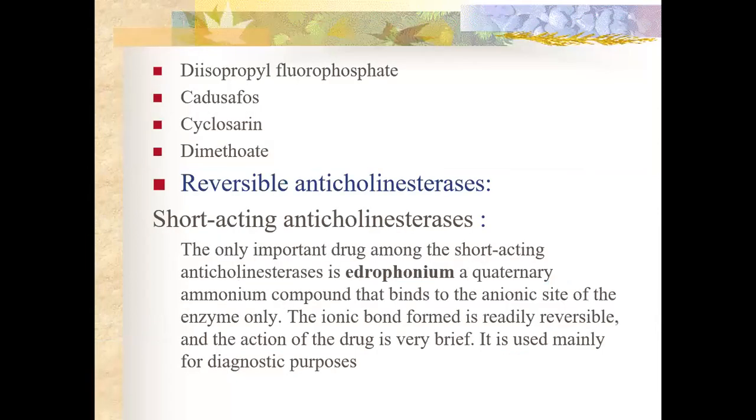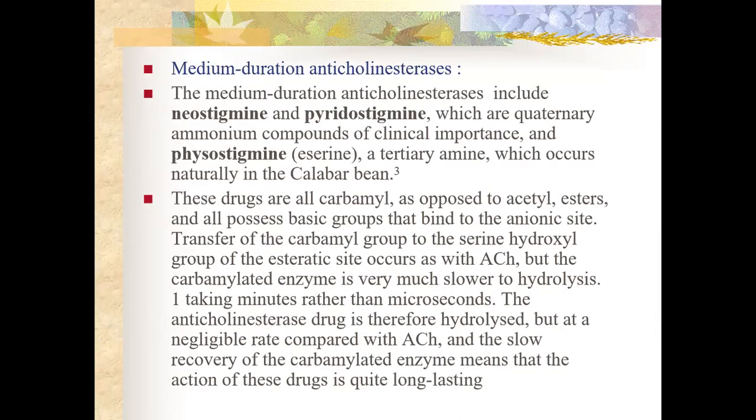Okay, and of course we have diisopropyl fluorophosphate, echothiophate and dimethoate. And the reversible anticholinesterases, short acting, as I already told you. There is edrophonium bromide, which is a quaternary ammonium compound that binds to the anionic site of the enzyme only, and the ionic bond formed is readily reversible, and the action of the drug is very brief, used especially for diagnostic purposes, especially of myasthenia gravis and for myasthenic and cholinergic crisis.